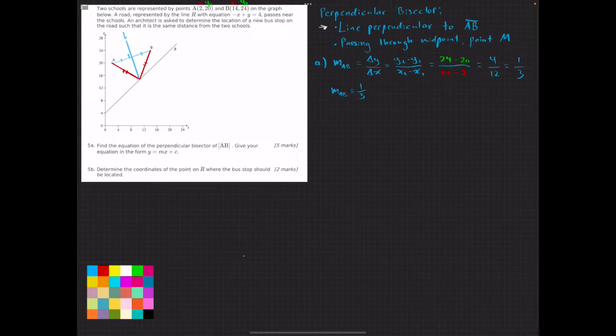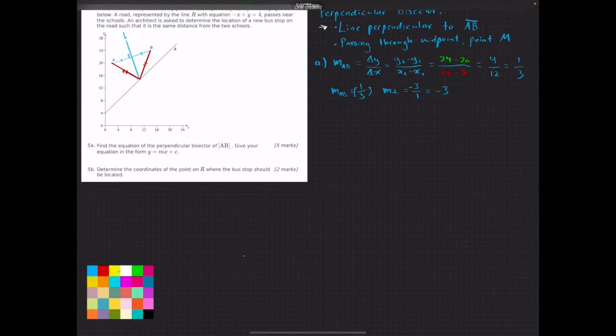And so what does that mean? That means if we want to find the perpendicular slope, the slope that's perpendicular to m_AB, it's going to be the negative reciprocal. Remember, reciprocal means switch the top and the bottom. So this is going to be 3 over 1, and we want the negative reciprocal. That's going to be negative 3 if we simplify that. Okay, so that helps us out.